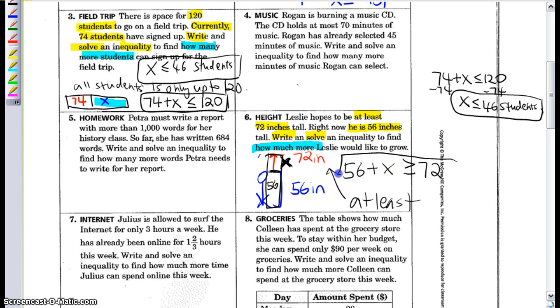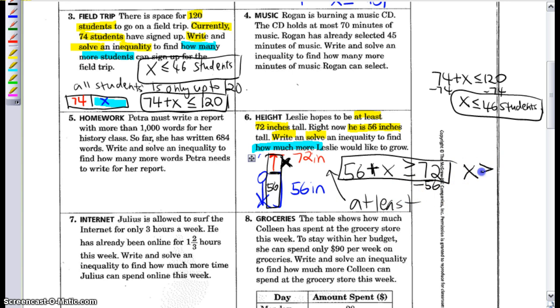So that's our inequality. Then to solve it, I'm going to take the 56 that I'm adding with x, and as I'm isolating x, I want to subtract 56 from the 72, because that's the inverse. So x is going to be the height that's going to be greater than or equal to 16. And we're going to label that as inches. So he's got to grow 16 or more inches.